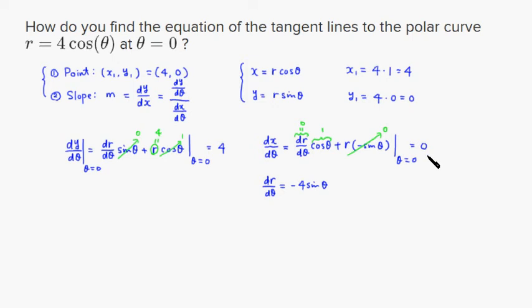All right, then let's go back to the slope. So dy over d theta turned out to be 4 at theta equal to 0, and here, at theta equal to 0, this is actually x equals 4. So this denominator is 0, and then we're in trouble. We have an undefined slope.